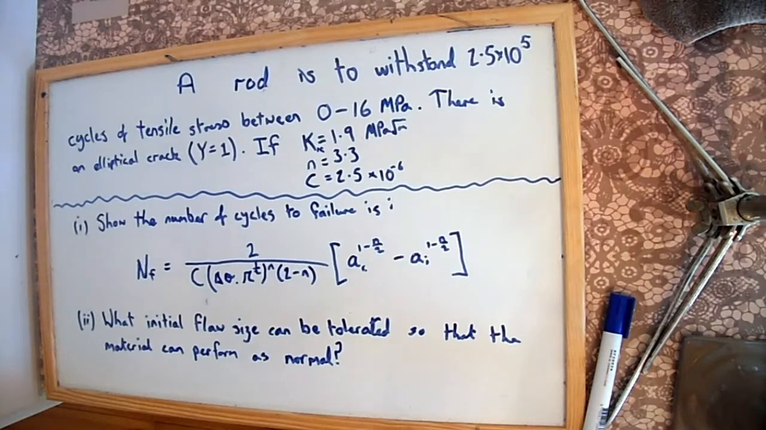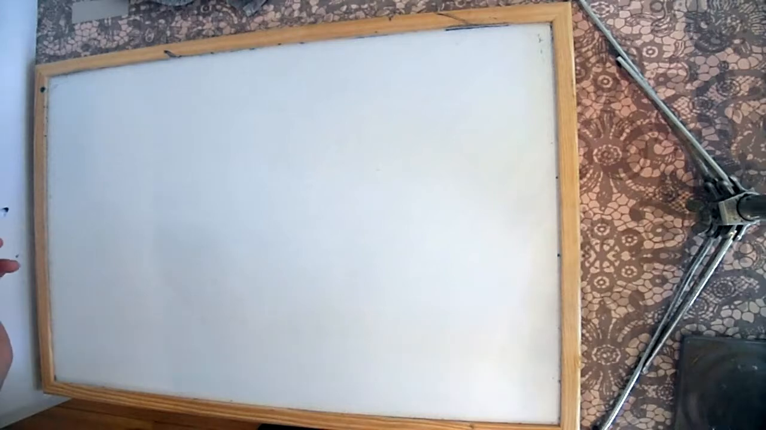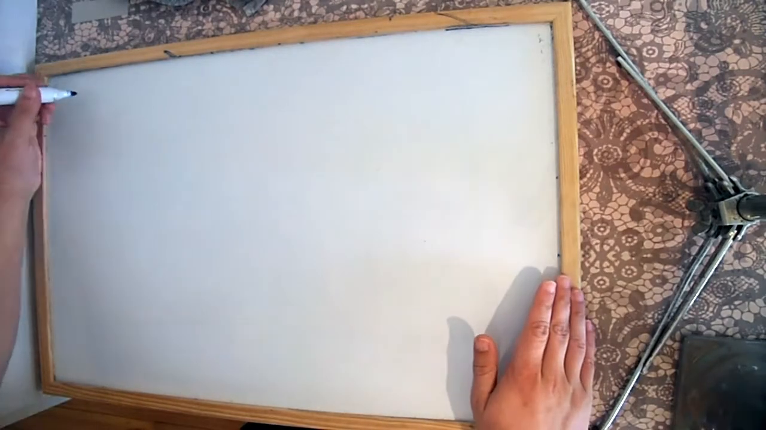The first actual question is to show the number of cycles to failure for the above is equal to that equation down below. And then the second question is, what's the initial flaw size that can be tolerated so that the material can perform as normal? So to derive the equation, we have to use Paris' law.